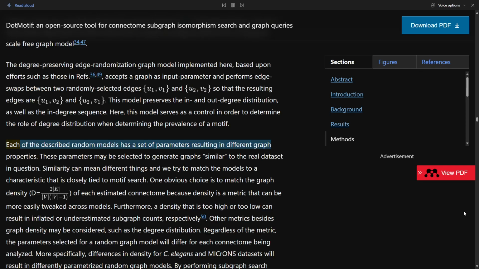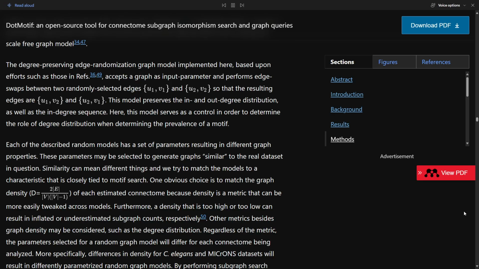Here, this model serves as a control in order to determine the role of degree distribution when determining the prevalence of a motif. Each of the described random models has a set of parameters resulting in different graph properties. These parameters may be selected to generate graphs similar to the real dataset in question. Similarity can mean different things, and we try to match the models to a characteristic that is closely tied to motif search. One obvious choice is to match the graph density, D, of each estimated connectome, because density is a metric that can be more easily tweaked across models. Furthermore, a density that is too high or too low can result in inflated or underestimated subgraph counts, respectively 50.